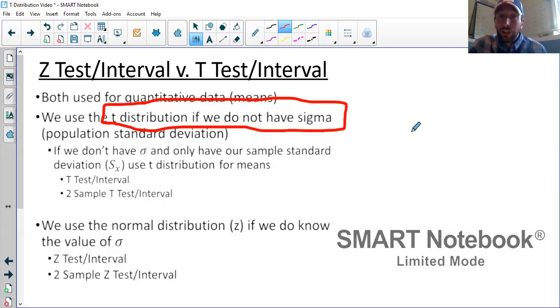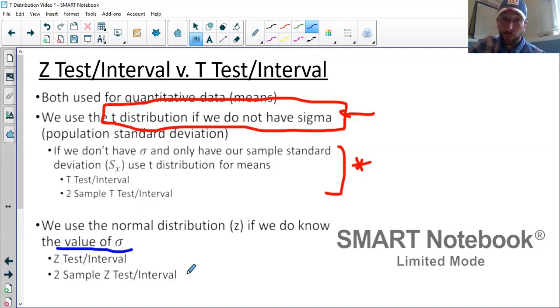So this is, to me, much more realistic, and much more common for what we're going to see in our class. When you just have a sample standard deviation, that's when you use our T stuff. And this is what's going to happen over the next 2 weeks in our class. Theoretically, though, if you did know the value of sigma, if you did have the population standard deviation, then for means, you would use what's called the z-test or interval or the 2-sample z-test or interval. This, although real in real life, is not going to happen in our class.